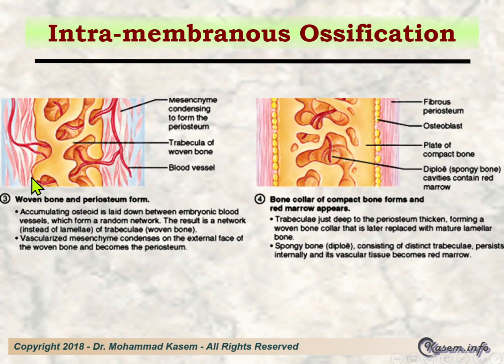In step number 3, you will find the spicules of bone. The osteoid is anastomosing, coming and touching each other, forming irregular spaces. Finally, the bars here are contacting each other, forming the spongy bone.